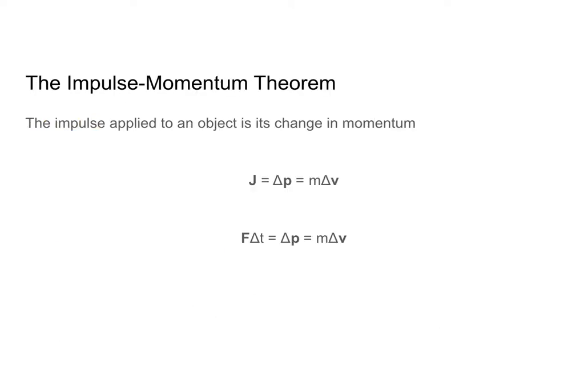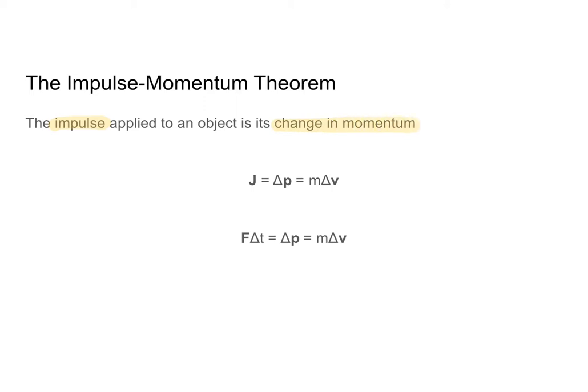So moving forward to the impulse momentum theorem, because it's important, because we were talking about momentum in all these other videos, and now suddenly we're talking about impulse. In this video, we're going to learn why. So the impulse applied to an object is actually going to be equal to its change in momentum.